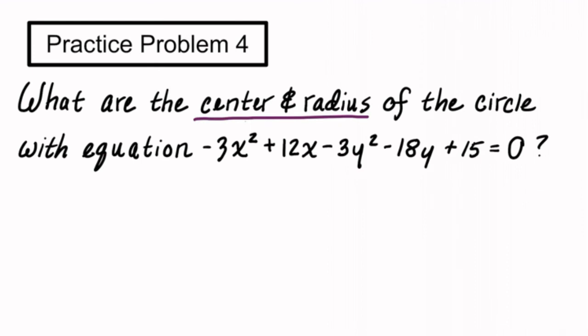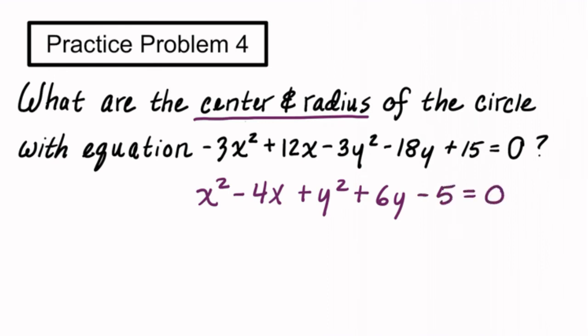But before we do anything, I'm noticing that there are some common factors with all these terms. I'm going to divide through by negative 3 to make my math a little easier. So going through, we're going to have x squared minus 4x, because I'm dividing 12 by negative 3, plus y squared plus 6y, plus, actually, minus 5 equals 0.